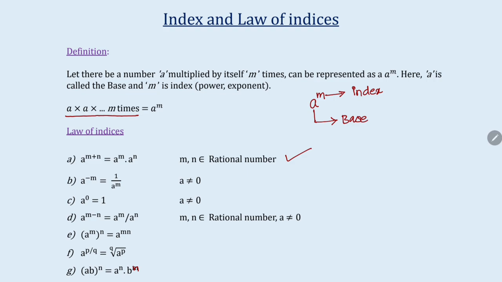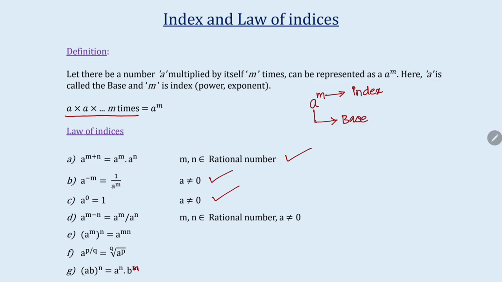The next one is a raised 0 which is equal to 1. Again there is a condition, that a, which is the base, should not be equal to 0. Now there is another one, a raised m minus n, which we can write as a raised m divided by a raised n.